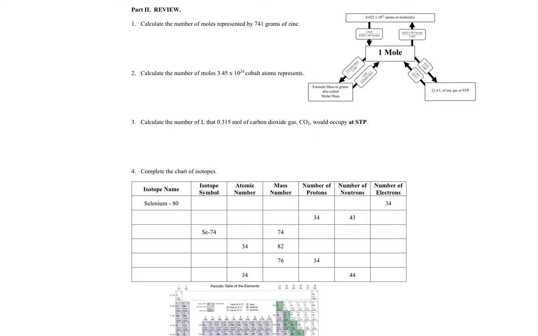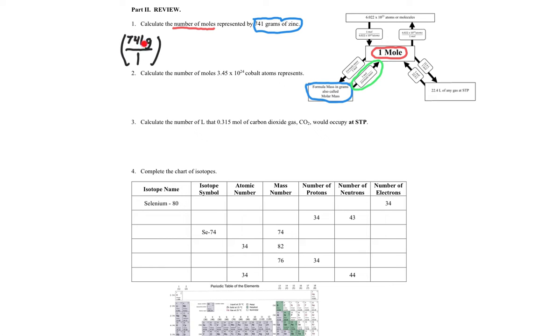So let's start with question number 1. Question 1, we have 741 grams of zinc, and we need to get to moles. So we're going to use our Triforce of Chemistry here. We're starting with moles. We want grams, so the relationship between moles and grams is that 1 mole is equal to the formula mass in grams. Grams will go on the bottom of my unit conversion so that the unit cancels out. Let's see how it works out here.